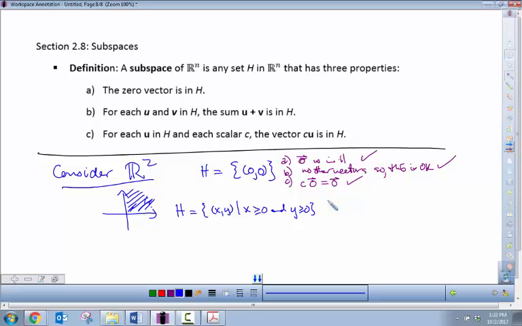All right. So A is the 0 vector in H. If we include the axes, then yeah, it's going to be there. If we didn't include the axes, then that wouldn't have been there, and so it wouldn't have been a subspace. So this checks out.